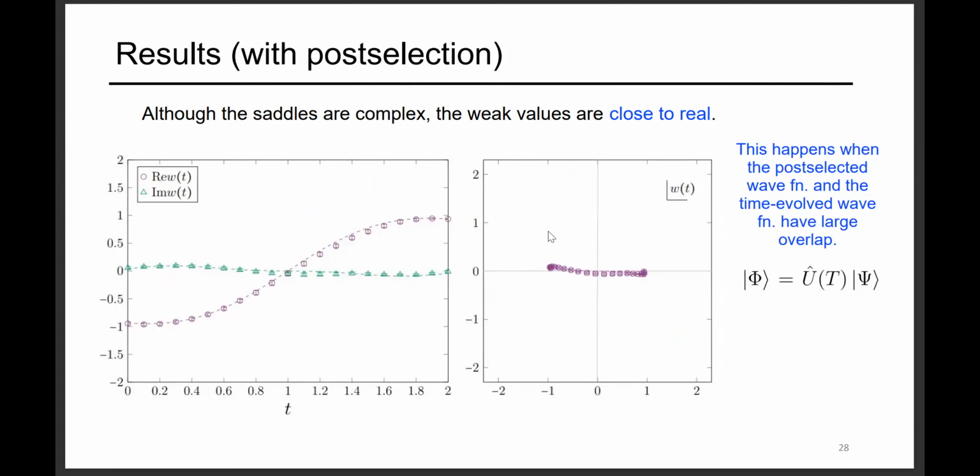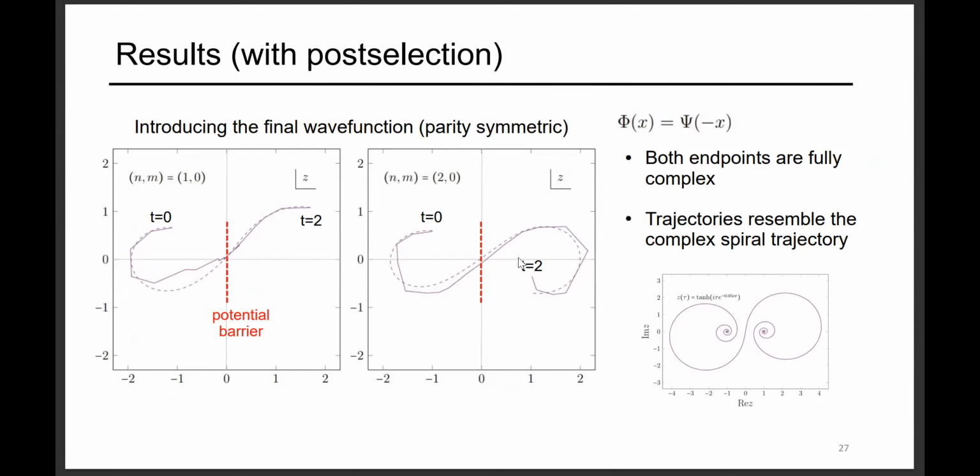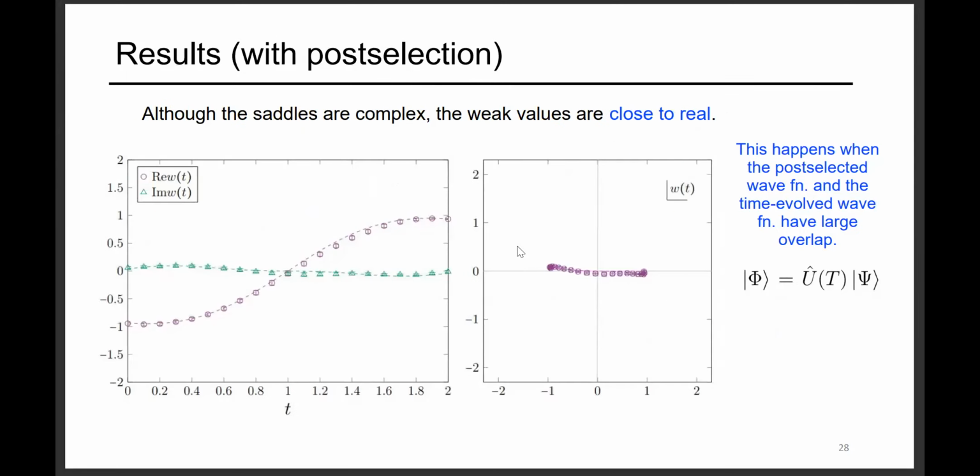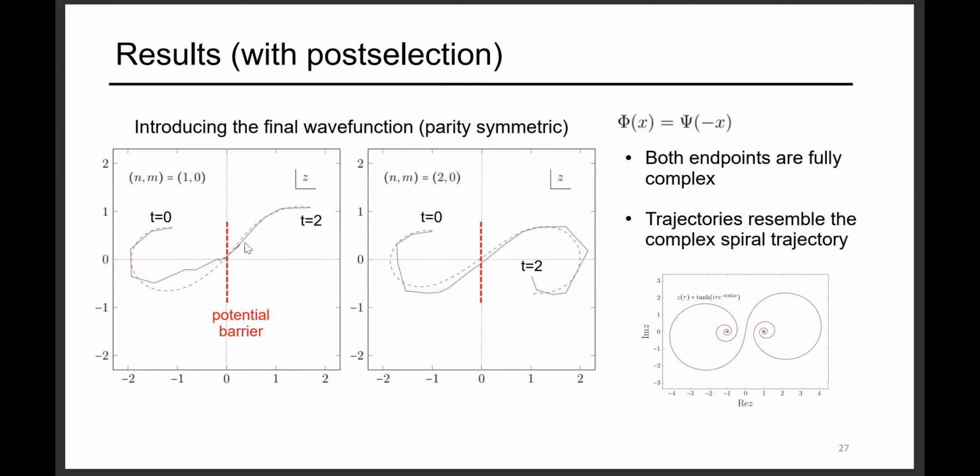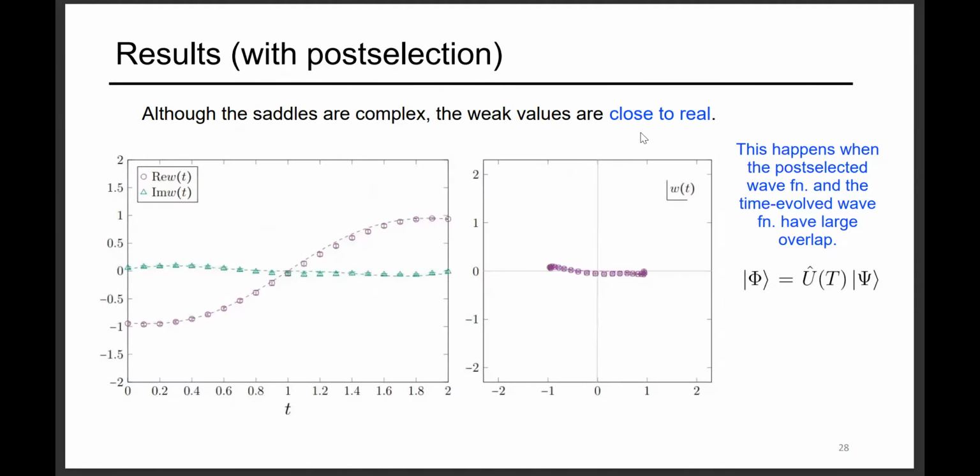And this is the typical weakly measured trajectory in the case of the post-selection setup. Interestingly, the weak value becomes almost real, even though the typical trajectories are highly complex. And actually, this can happen if the post-selected wave function has a very large overlap with the time evolution of the initial wave function.